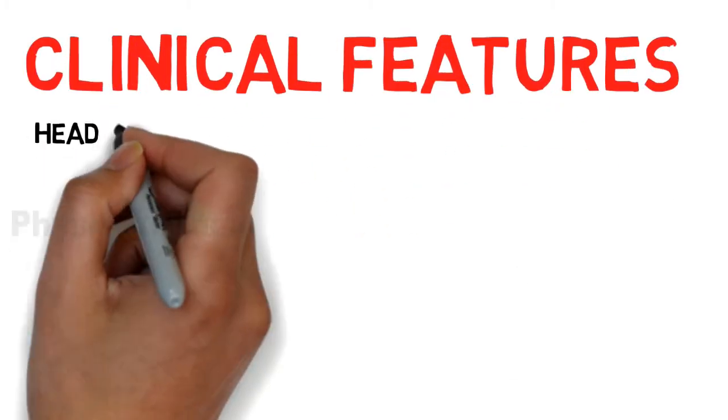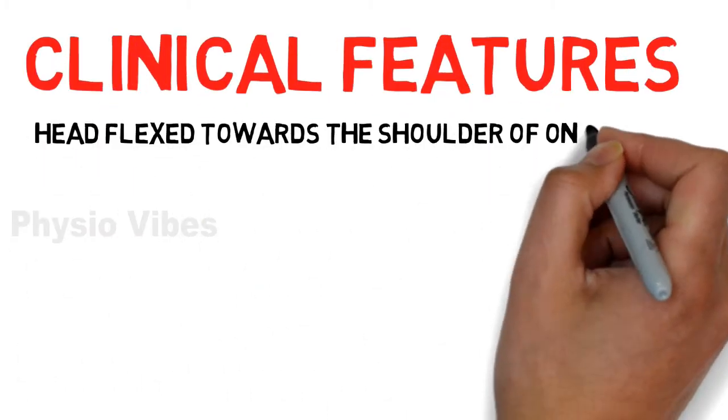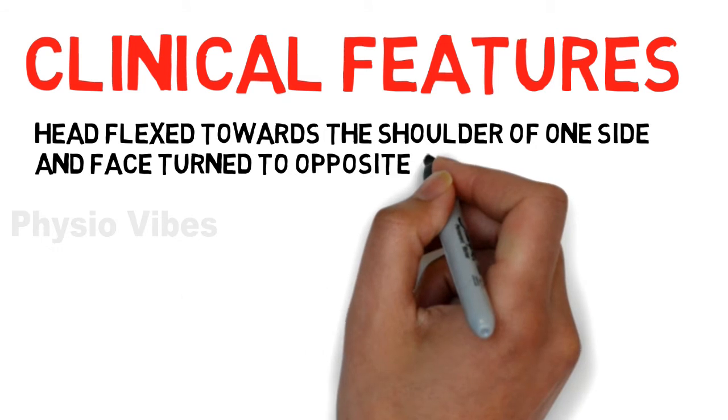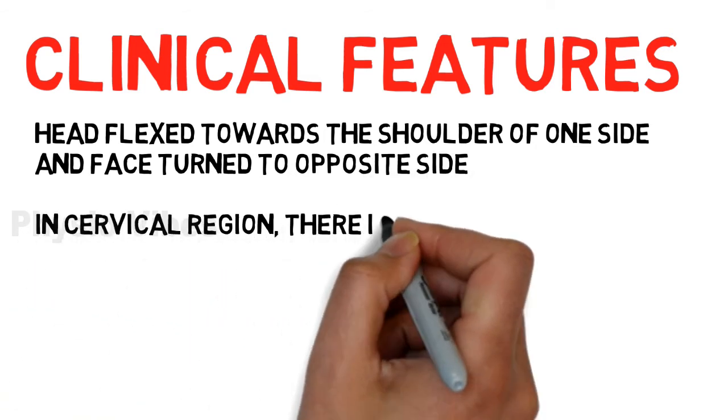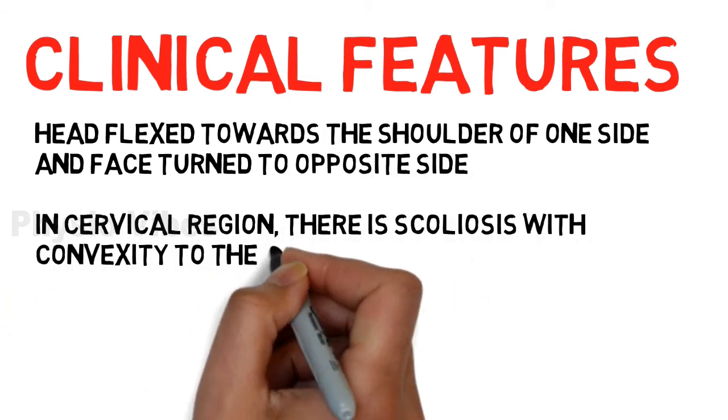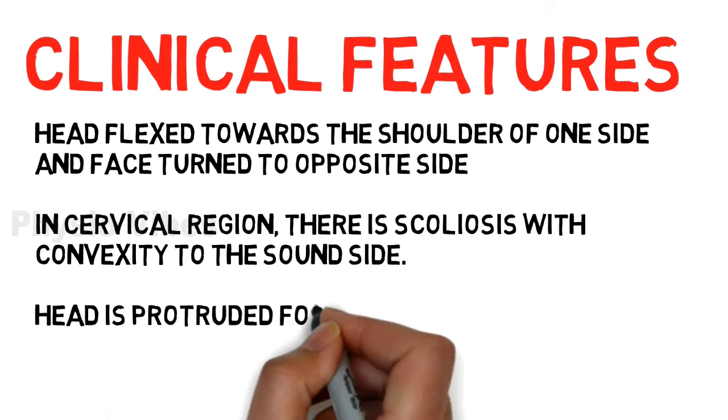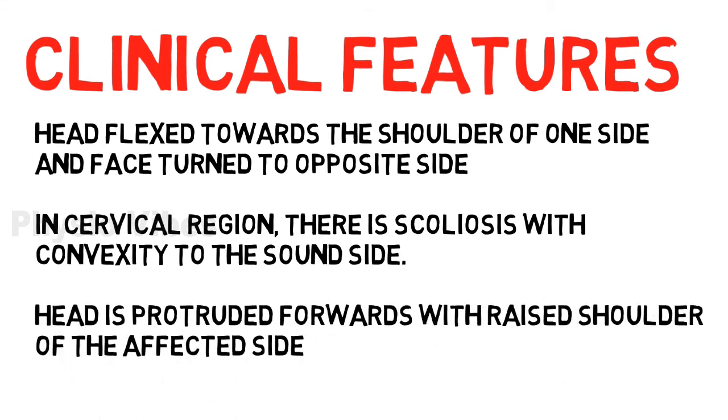Clinical features. Head flexed towards the shoulder of one side, and face turned to the opposite side. In the cervical region, there is scoliosis with convexity to the sound side. The head is protruded forwards with a raised shoulder of the affected side.